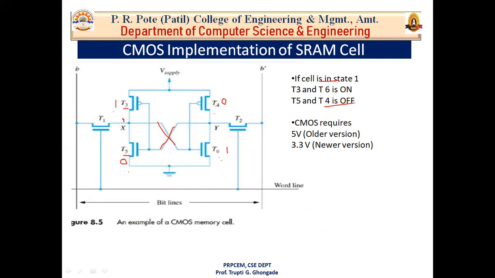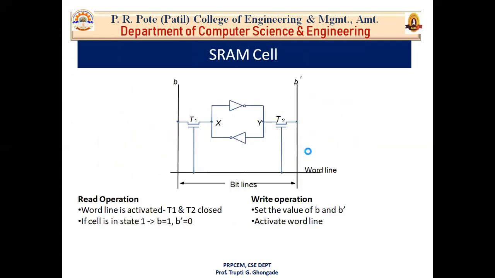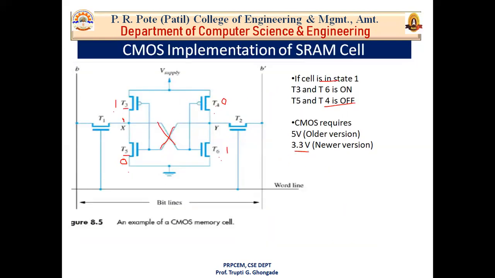This CMOS requires 5 volt in the older version. It requires a 5 volt supply, but now in the newer version, it requires only a 3.3 volt power supply. So the read and write operation remains the same as we have seen in the SRAM single memory chip implementation. So next we will see the merits and demerits of using static RAM.